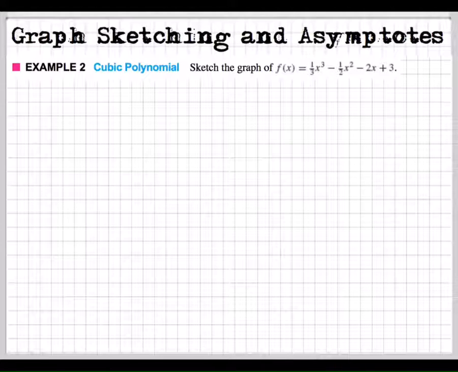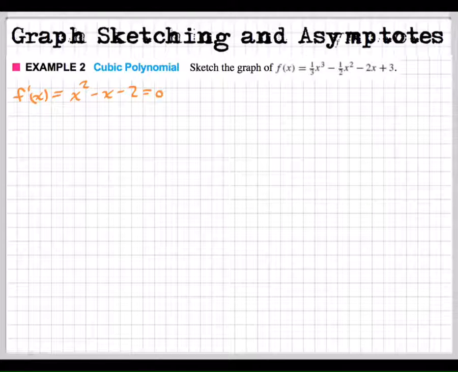So first, let's do our first derivative test. We have f prime of x equals x squared minus x minus 2. Very nice and pretty. I set this equal to 0 to find my critical points. This is a quadratic, so I must factor. I get (x minus 2)(x plus 1) equals 0, and I get two critical points here: positive 2 and negative 1.